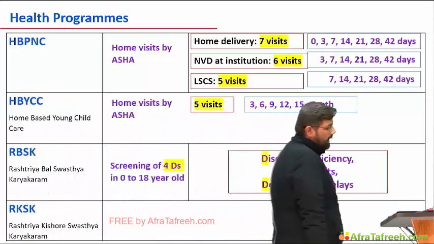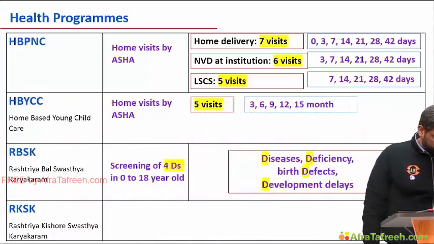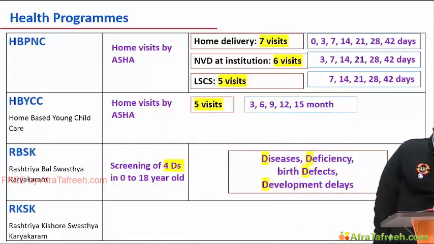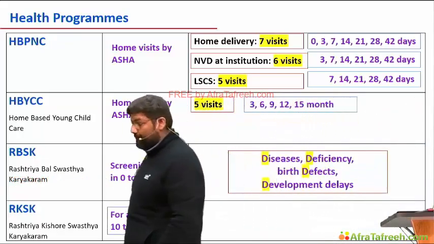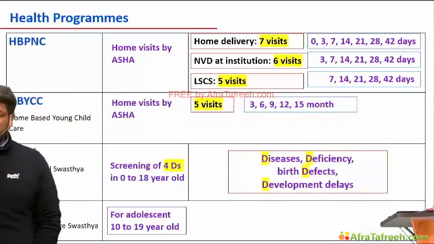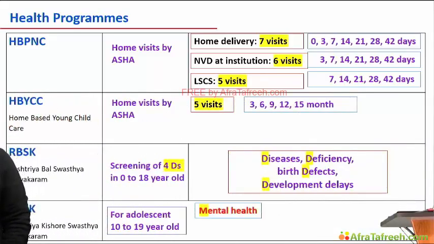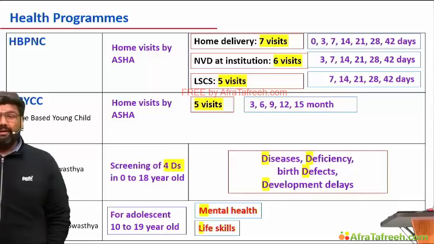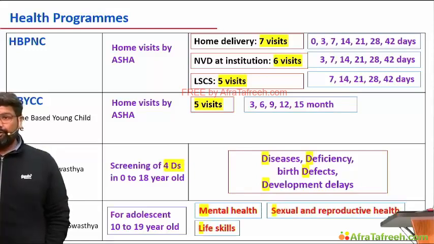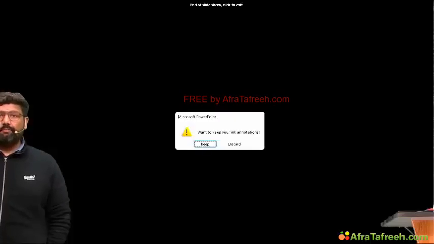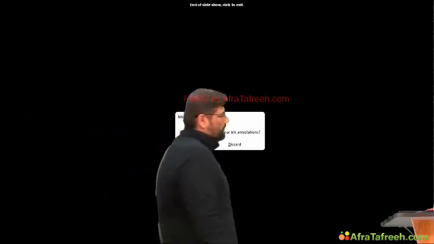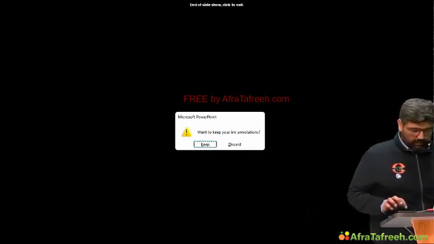Then we have RKSK. This program is for the adolescent age group, 10 to 19 years. In this program: mental health, life skills, sexual and reproductive health, injuries and nutrition.